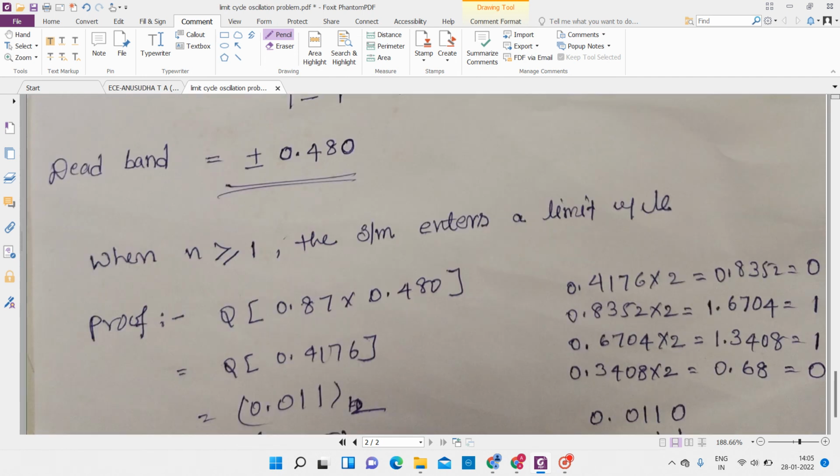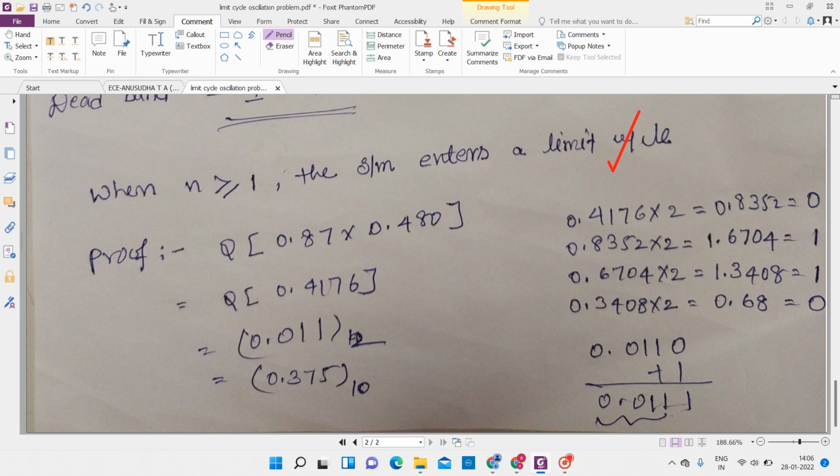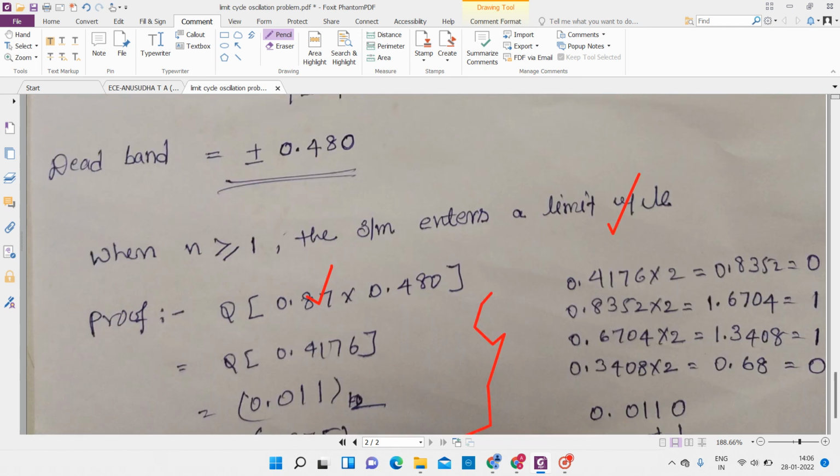So this is our final conclusion. When n is greater than or equal to 1, the system enters a limit cycle. We can also prove the value at which we get that constant value. This is one proof we can verify. You can also verify in your exam whether the output of the system that I have determined, the constant value, is right or wrong. Just do the quantization of 0.87, the given value A, into 0.48. What is that 0.48? That is the dead band.